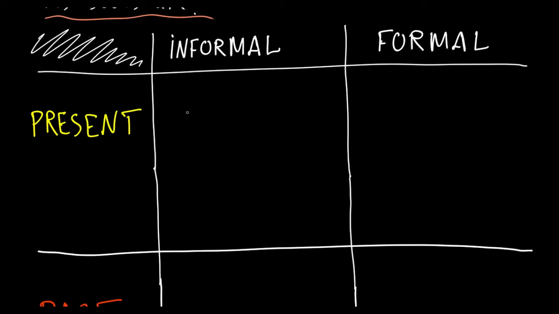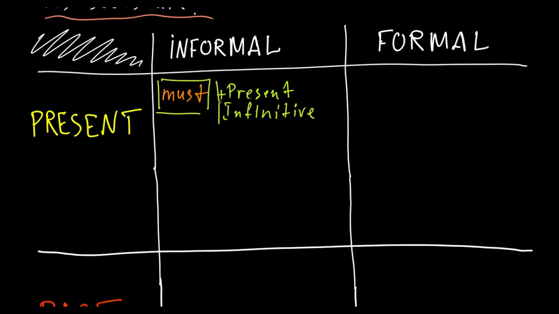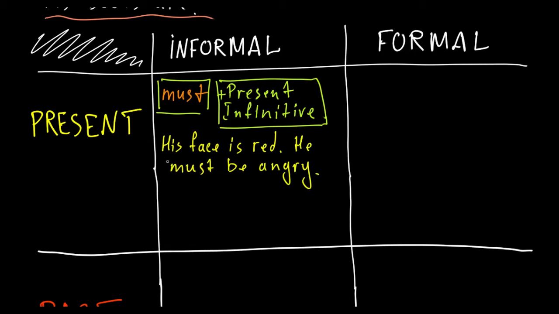First, what modal verbs can I use if I talk to my friends and I want to express my logical assumption about something? Here I can use must with present infinitive, and using this thing here and this thing here, I show that I'm pretty sure about something. For example, his face is red, he must be angry. So here is my modal verb, must, and here I have present infinitive.